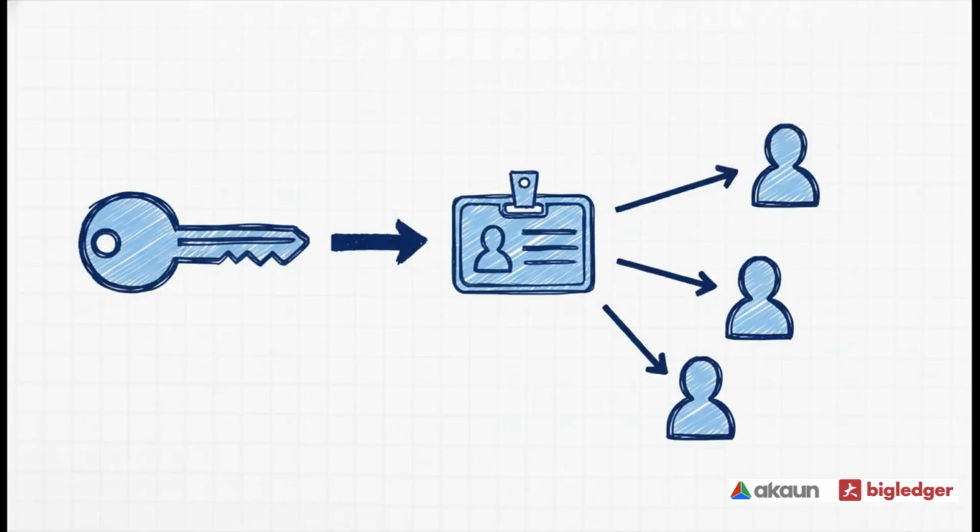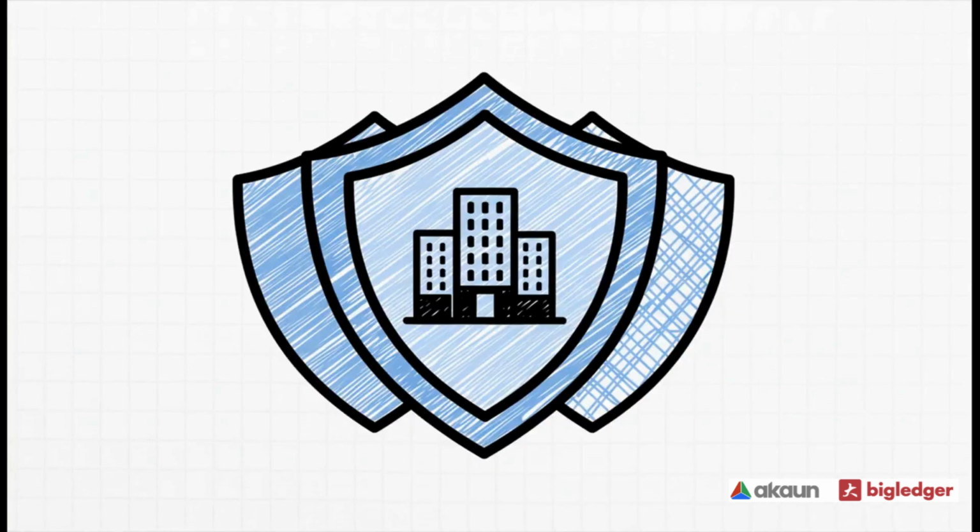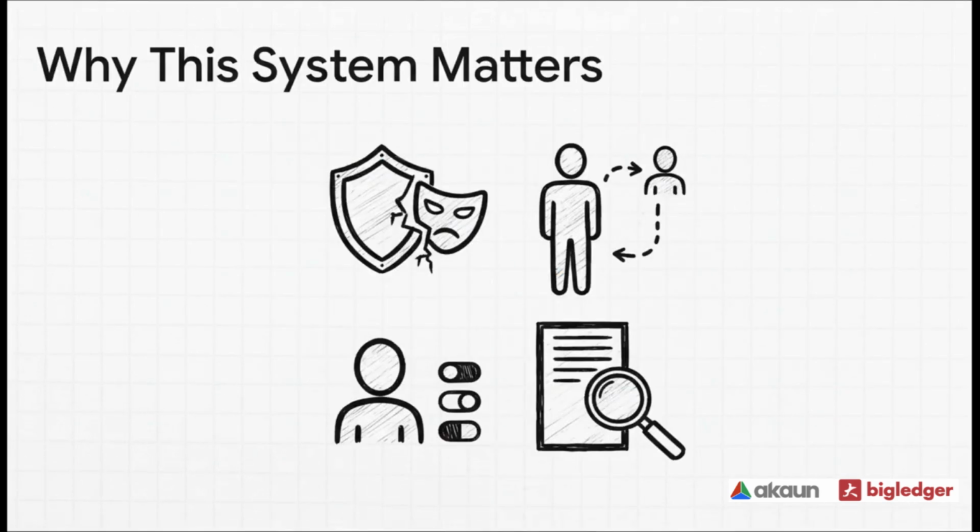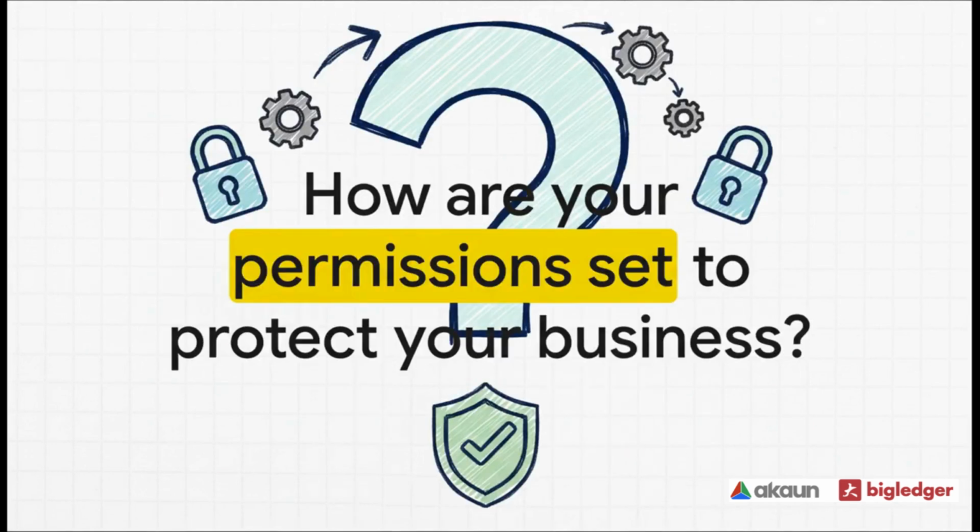And what's really important is these permissions are tied to roles, not to specific people. For any business, this system is absolutely critical for keeping control and staying secure. It stops fraud, creates accountability, and lets you customize exactly who can do what. So it really makes you think, are your permissions set up to truly protect your business?